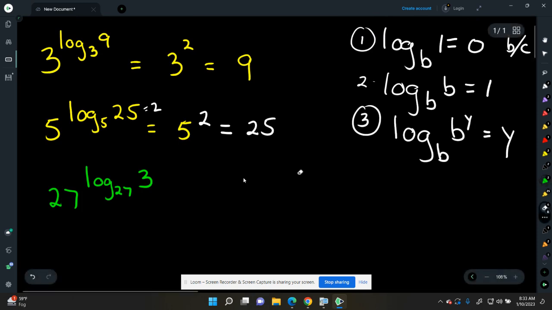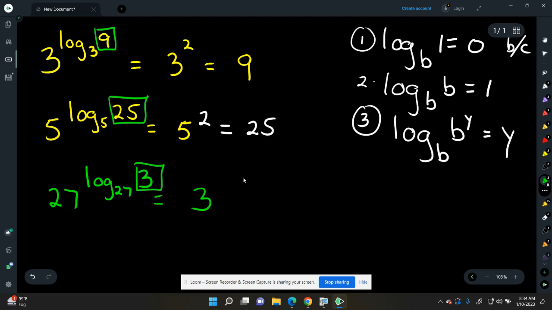Look at the previous examples. 3 to the power of log base 3 of 9 equals 9. 5 to the power of log base 5 of 25 equals 25. So what does 27 to the power of log base 27 of 3 equal? 3. Right? It always equals this number right here. Okay?